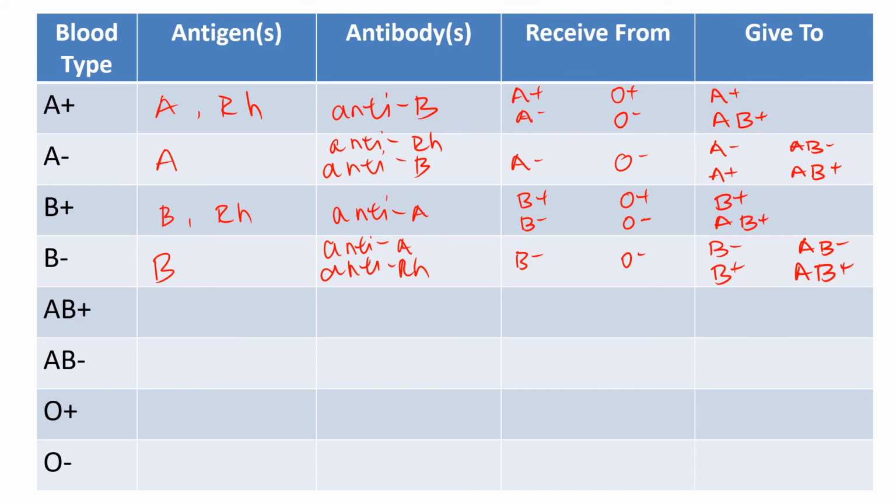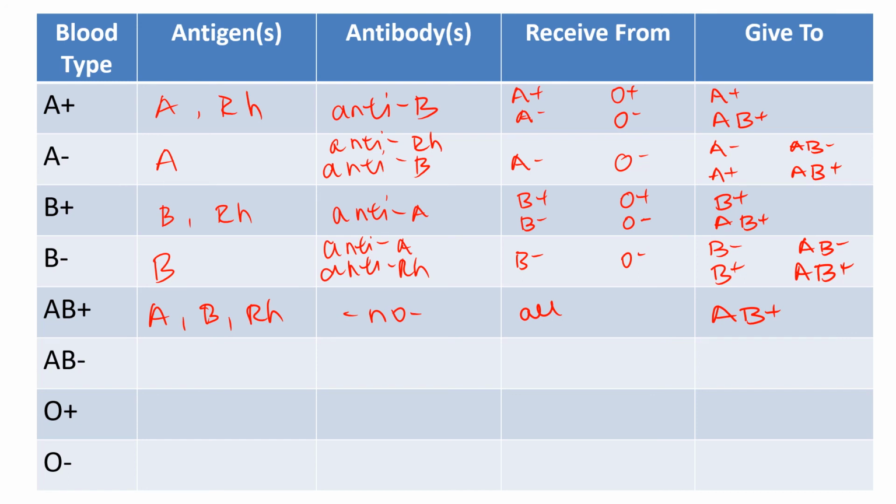Let's talk about AB positive for just a minute. This blood type has the A antigen, the B antigen, and the RH factor. It carries no antibodies. This blood type can receive blood from all blood types. That would be A positive, A negative, B positive, B negative, AB positive and negative, and O positive and negative. However, the only blood type this person can give away to is their own blood type, AB positive.